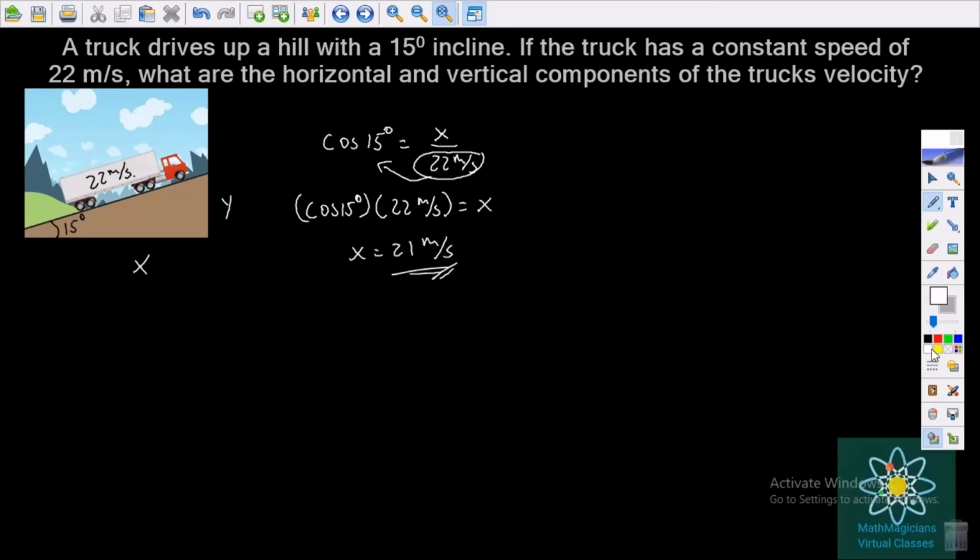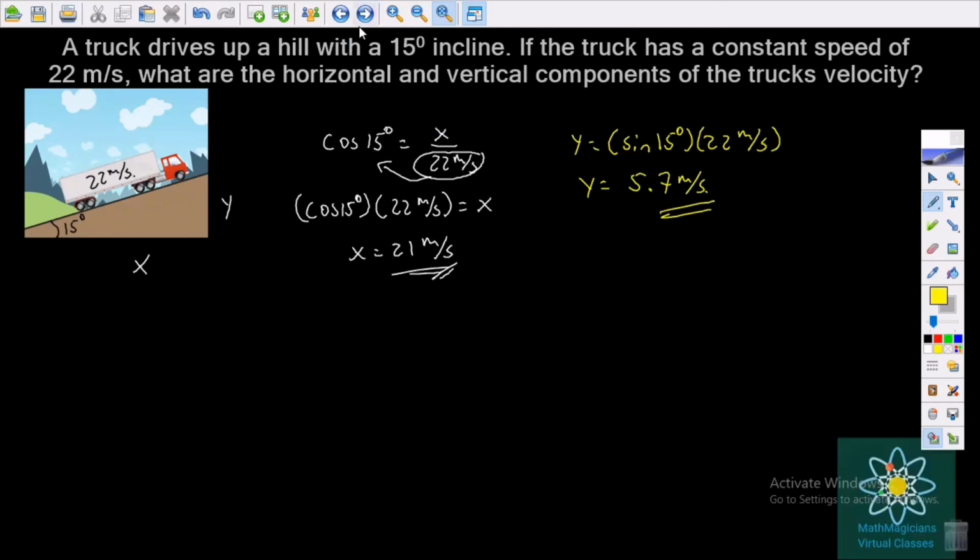Now let's find our vertical component. We're going to send the 22 to multiply, so we can just say sine of 15 degrees times 22 meters per second. Y is equal to, we multiply this in our calculators, 5.7 meters per second. And there you have your two components.